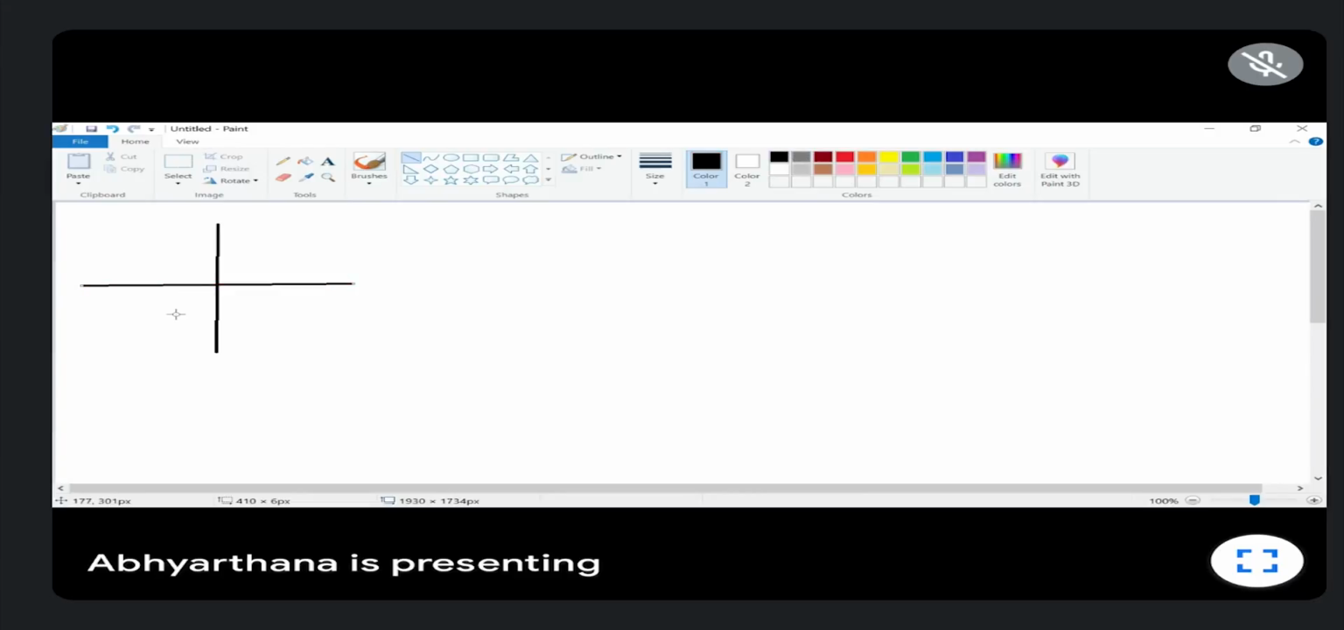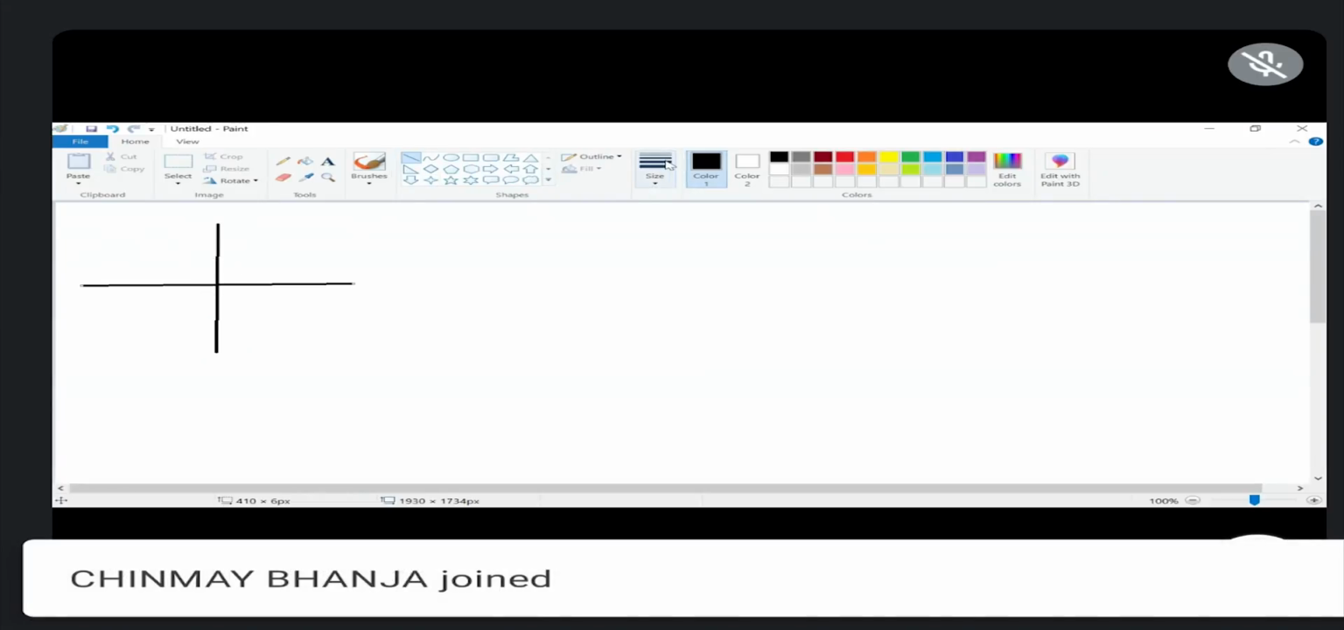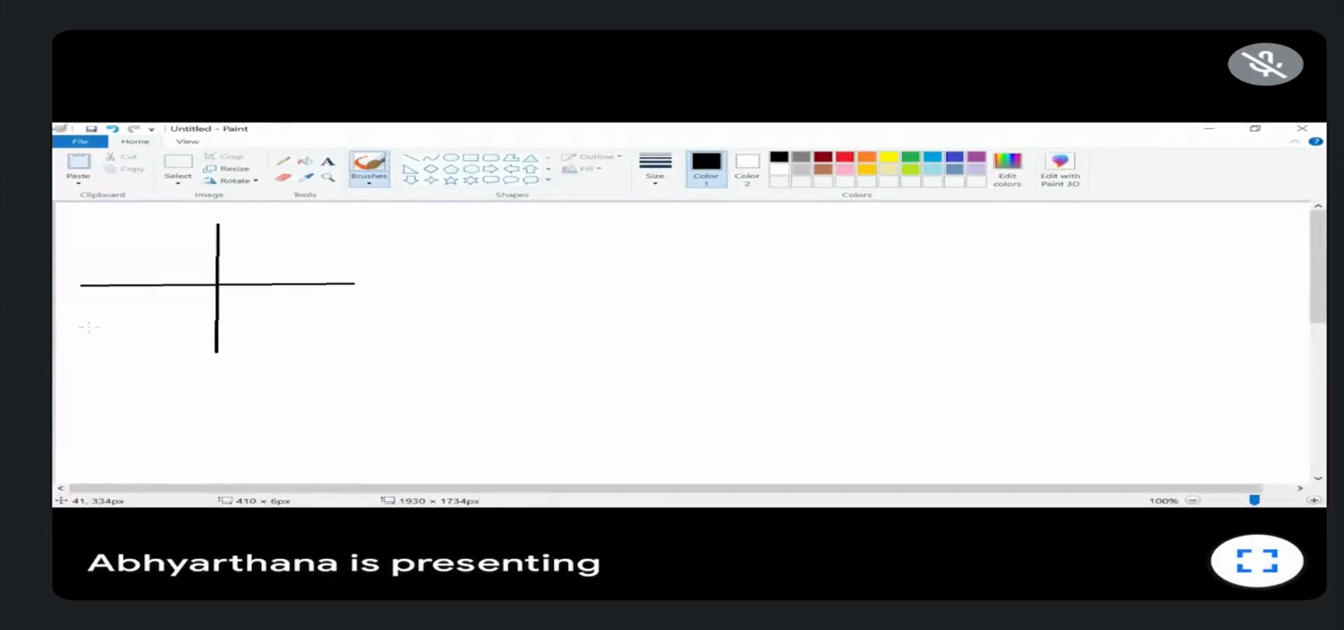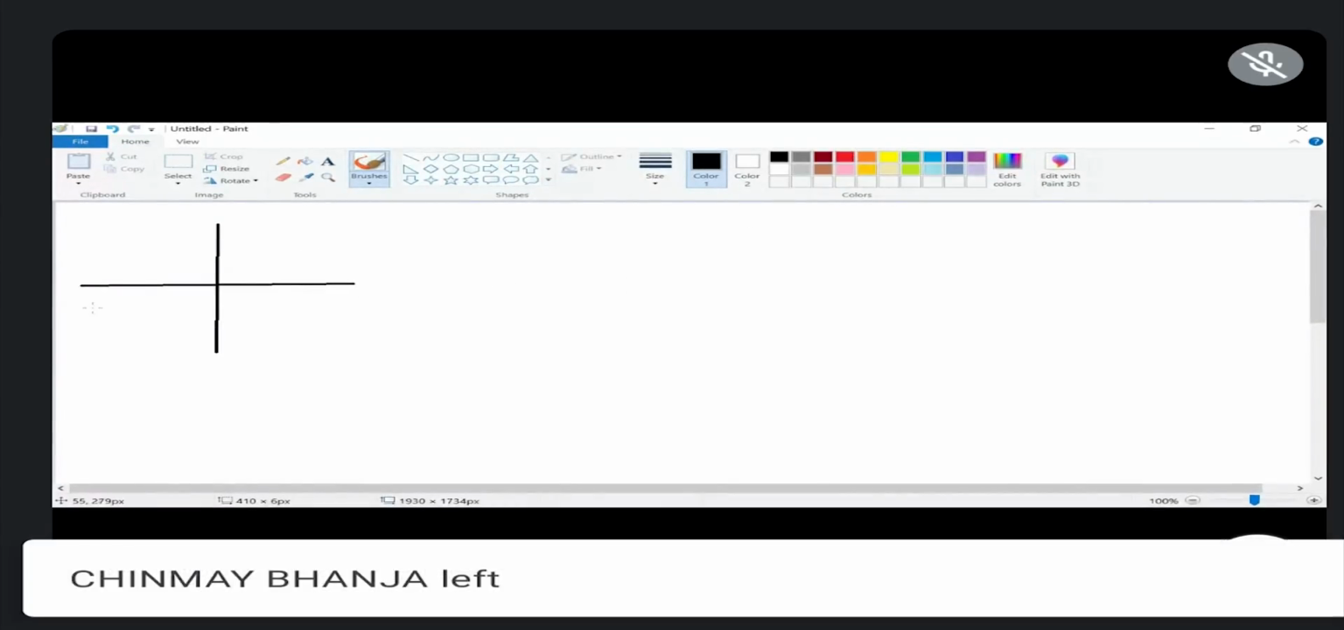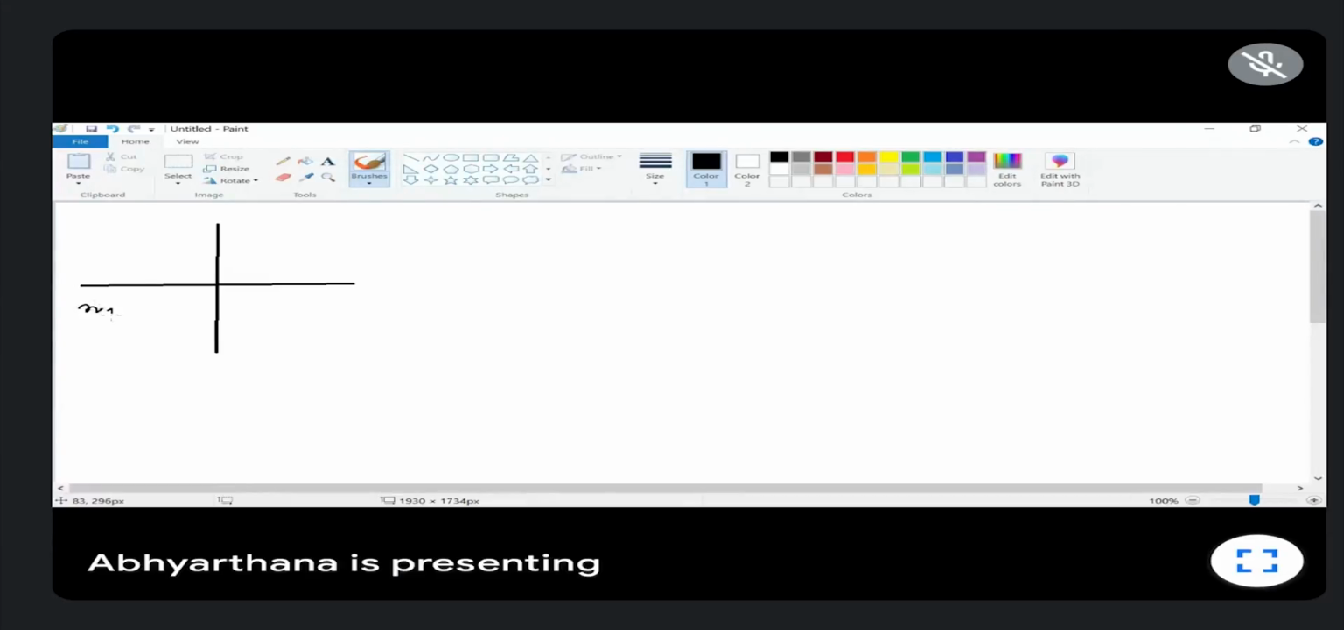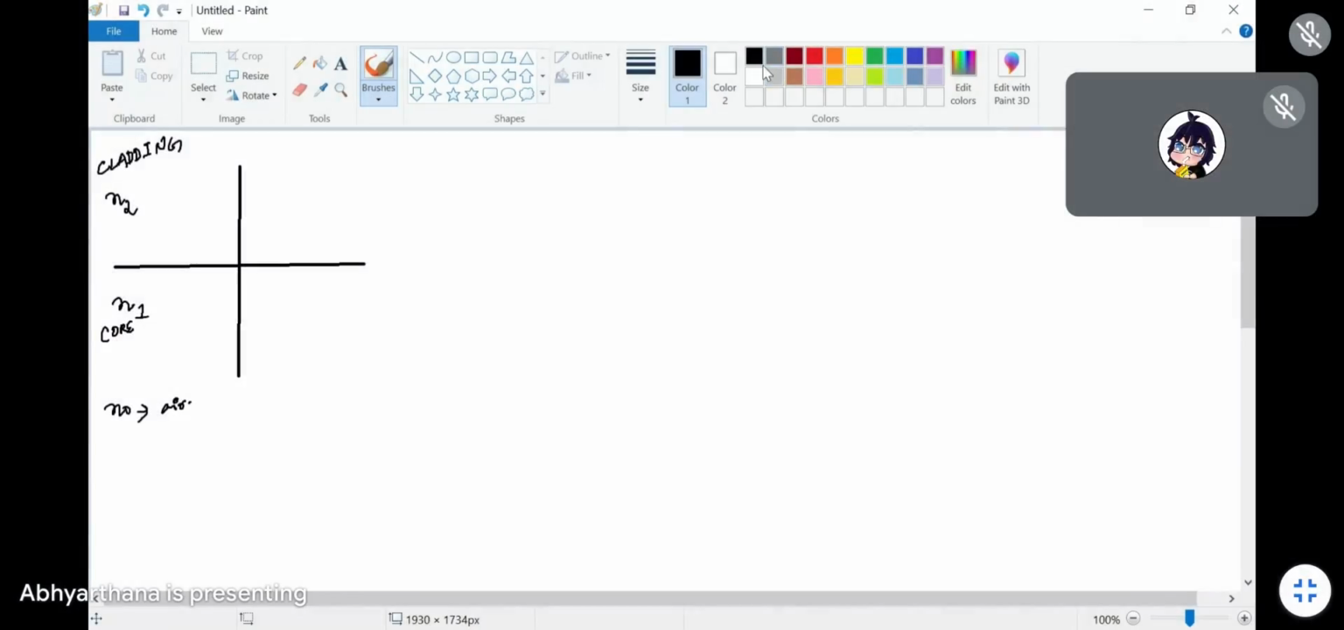So let's say this is your medium. This is your N1, that is your core, and this is your N2, that is your cladding. Whenever I write down N1, it is core, and whenever I write down N2, it is cladding. Just remember this once and for all. When I write down N naught, that will be for your air. So when I write N naught somewhere, I'm assuming it as air.